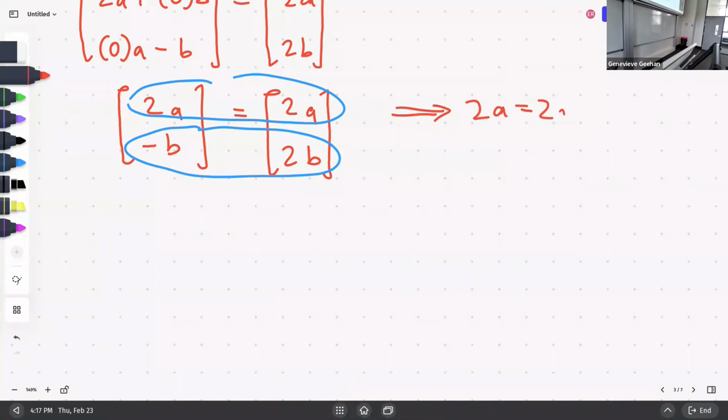2a equals 2a, and we also have minus b equals 2b. So the only way the second equation can make sense is if b equals 0. And we can set a to be anything, but the simplest convention is to have a equals 1, and then these equations work. So these are the elements of our eigenequation.